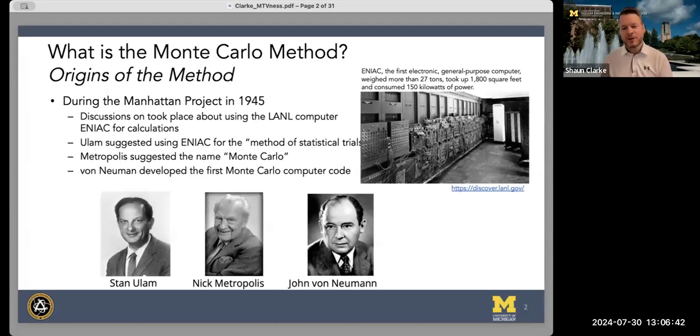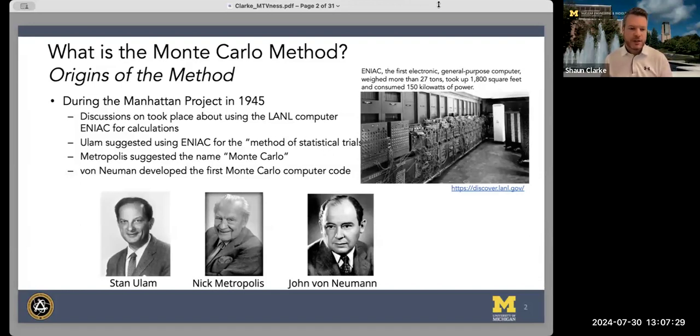During that program, there were discussions about how they were going to perform the calculations to support this significant physics undertaking. And they had this supercomputer at the time that was called ENIAC. There's a photo of it at the right, and there's a link there you can go to if you want to learn more about it. But essentially, this was a supercomputer that had much less computing power than your cell phone, but weighed 27 tons and took up 1,800 square feet. But nevertheless, it was the supercomputer of the time, and it was theorized that this computer could be used to perform statistical trials to predict the behavior that they might observe for this physics they were interested in.